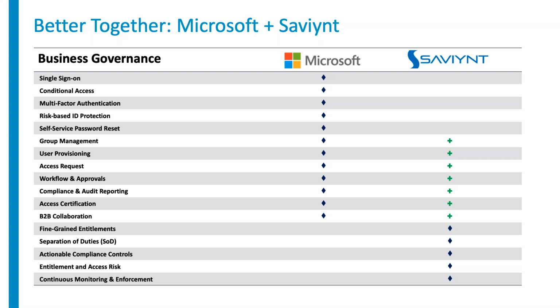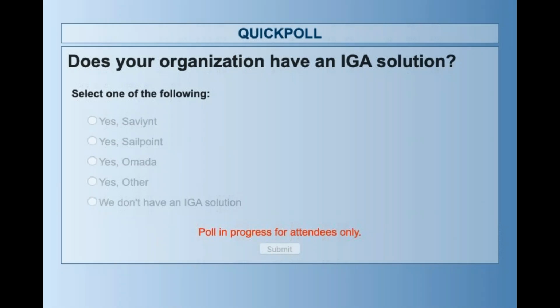And so with that in mind, we'll put up our second and final poll question of the day before I hand it over to Dave to talk about some of those use cases. And so this question is, does your organization have currently an IGA solution? So we'll give about 50 seconds or so to get some responses on this question.